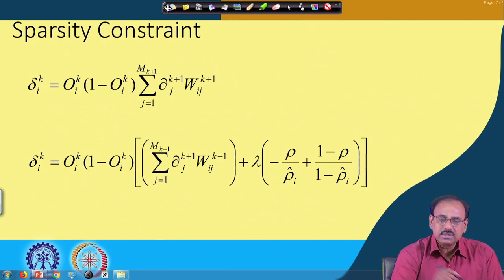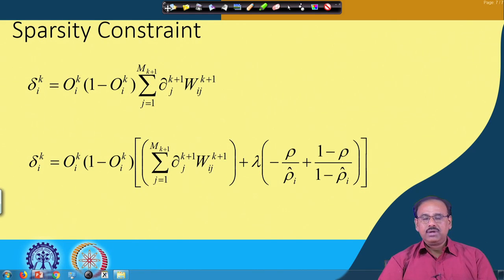So, by introducing this KL divergence, what we are doing is, as the average activation of the hidden layer nodes is being restricted, it is quite likely that most of the nodes in the hidden layer will be inactive and a few nodes in the hidden layer will be active for a given input data. If the input data is varied to some other input data, it is quite possible that some other set of hidden layer nodes will be active while some other set of the hidden layer nodes will be inactive.